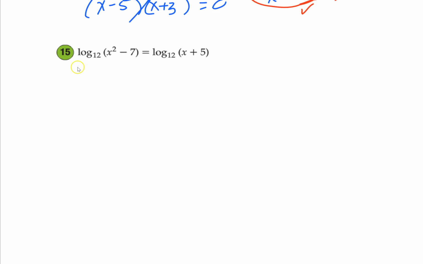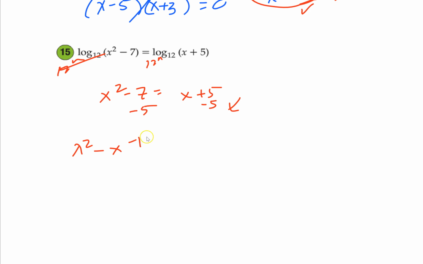So another one real quick. Same idea here. Let's take 12 to both sides. These cancel. X squared minus 7 equals x plus 5. Set equal to 0. Minus 5, minus 5. Right, factor it. X minus 4 and x plus 3. I can do math. Split it. X equals 4 and negative 3.